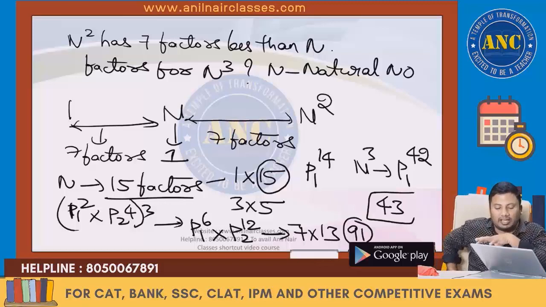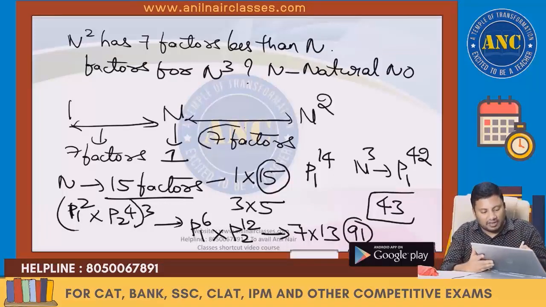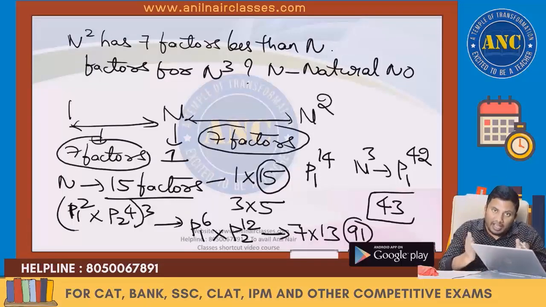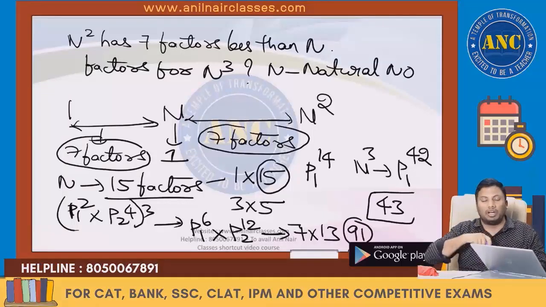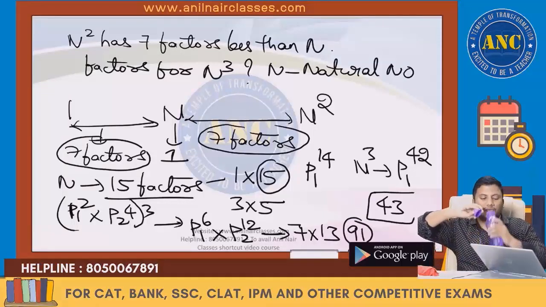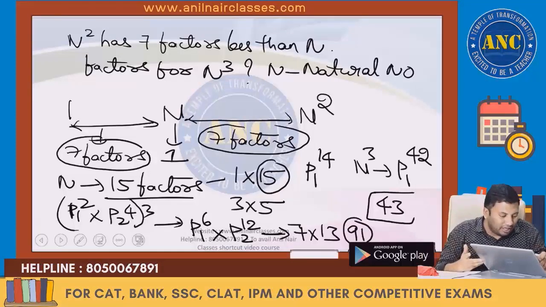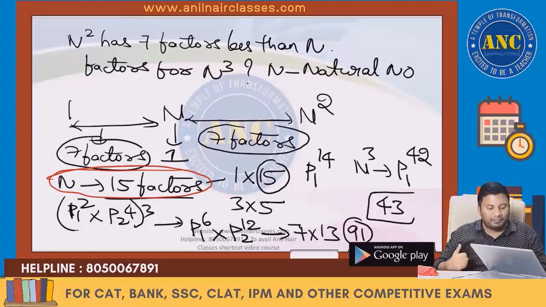N square has 7 factors less than n. So this is 7, and this will also be 7. N will be a factor of n square. 2 is a factor of 4, 4 is a factor of 16. So 7 plus 7 plus 1, and n will be having 15 factors.